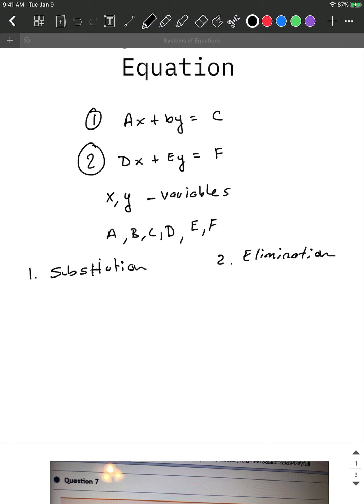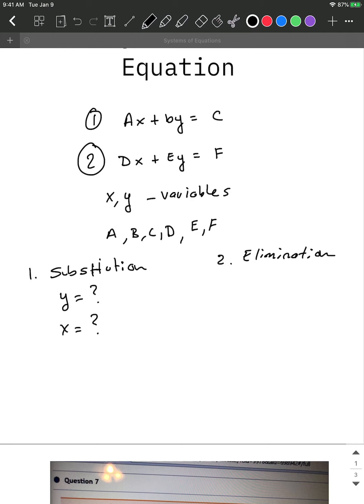Now, I always say it like this. You need to know both of them, but just pick one and work with it until you understand it completely. That's going to be the best way to work through them. So substitution turns out to be we set up the two equations, either y is equal to something or x is equal to something.